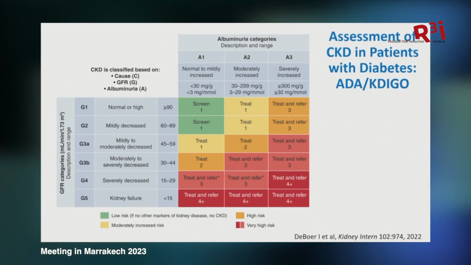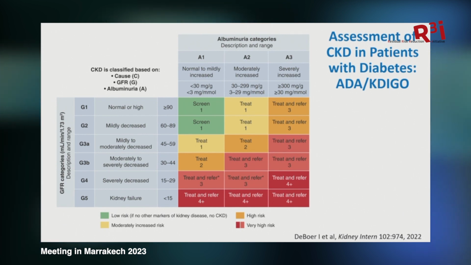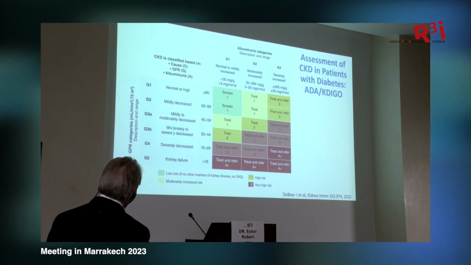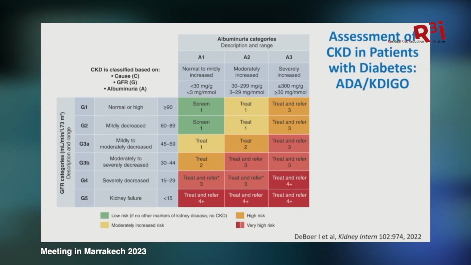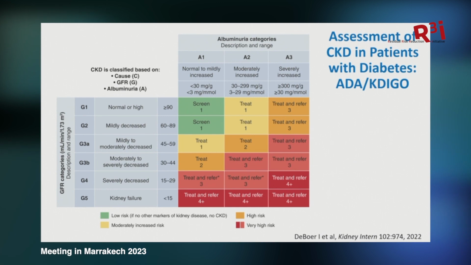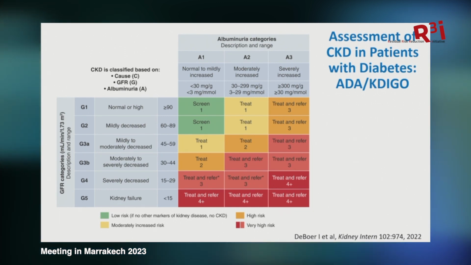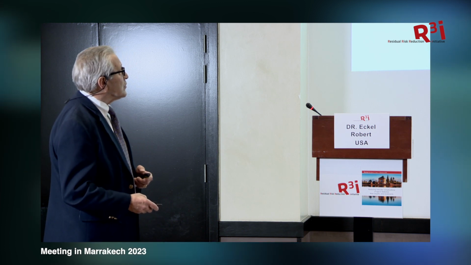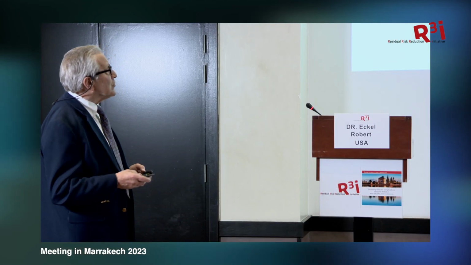All right, so I don't think Christoph likes these heat plots, but nevertheless, the ADA and KDIGO are going to put this plot up that relates to degrees of chronic kidney disease related to eGFR calculations, and this relates to the amount of albuminuria. So this gives you a plot in terms of how to assess patients going forward who in fact are diagnosed with having chronic kidney disease.